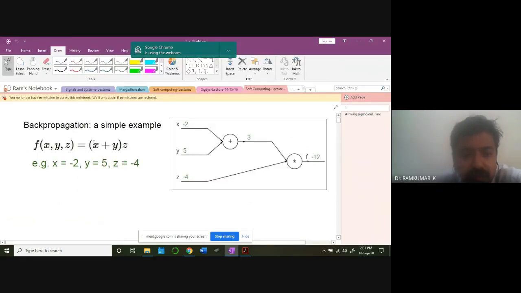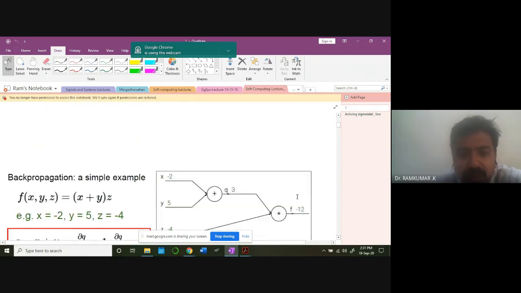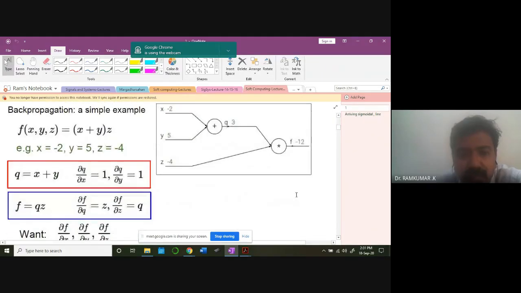A very simple example: f of x comma y comma z is equal to x plus y, then into z. This is a function. Okay, x equal to -2, y equal to 5, z equal to -4. So in that case, we are doing something called back propagation. A very simple example. What is q? Q is equal to x plus y. Okay, then what is dou q by dou x? That's going to be 1. Okay, it's quite obvious, like a scalar case. Dou q by dou y is going to be 1.